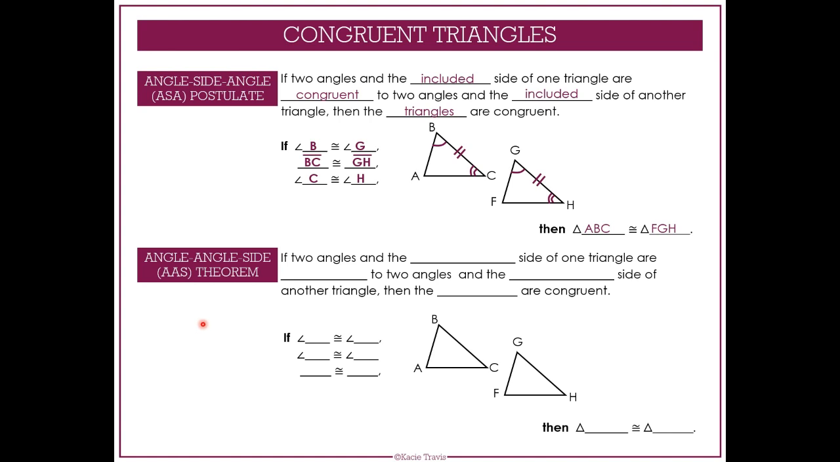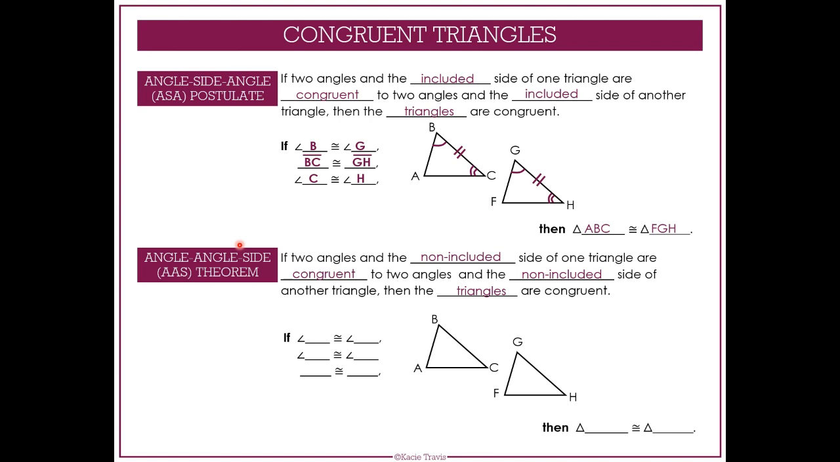All right. Next one that we're getting into, we got the angle angle side theorem. Sorry about that, folks. If two angles and the non-included side of one triangle are congruent to two angles and the non-included side of another triangle, then the triangles are congruent.